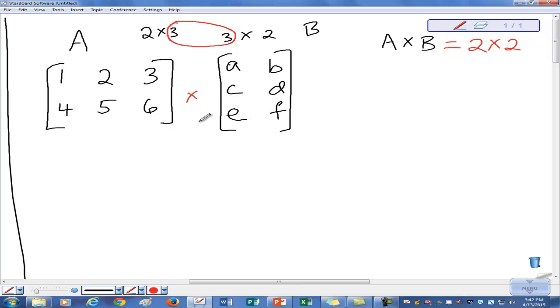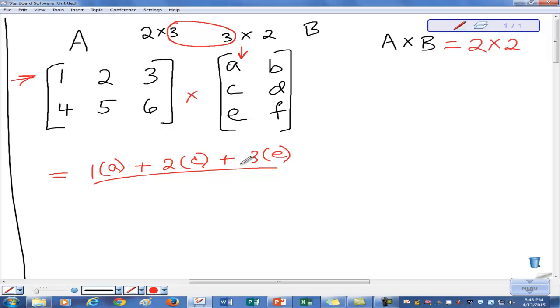Okay, so let's see how this is going to work. We're going to multiply the first row times the first column. So we're going to multiply 1 times A plus 2 times C plus 3 times E. And that's one number.